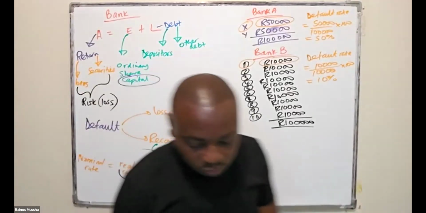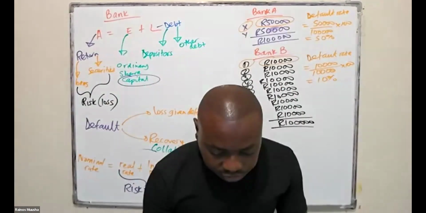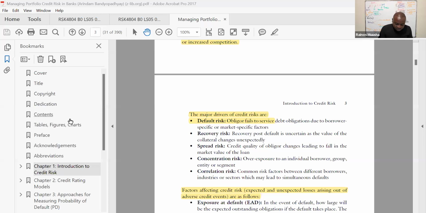Then they also look at correlation risk. And when it comes to correlation risk, they say it is common risk factors between different borrowers, industries, or sectors, which may lead to simultaneous defaults. And this is where correlation risk comes in.